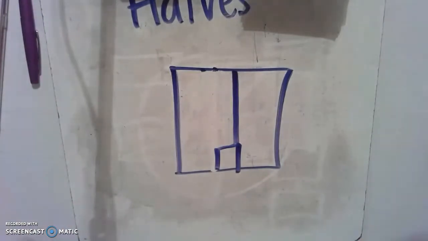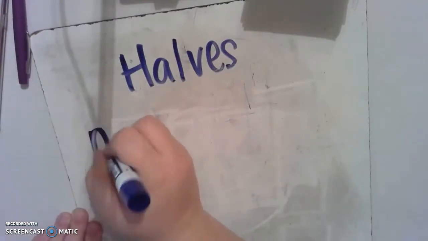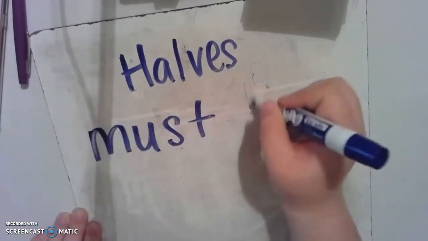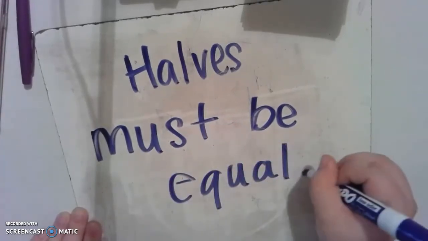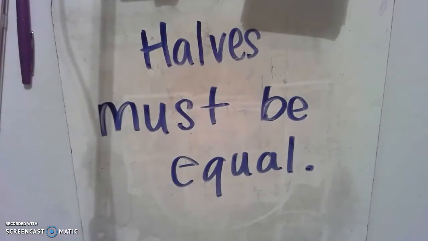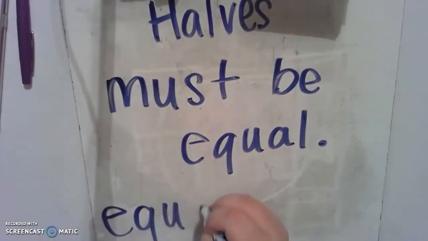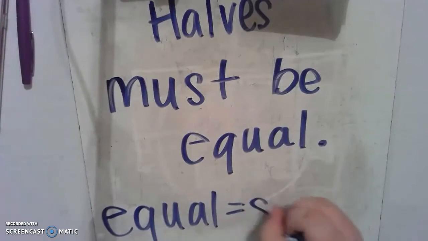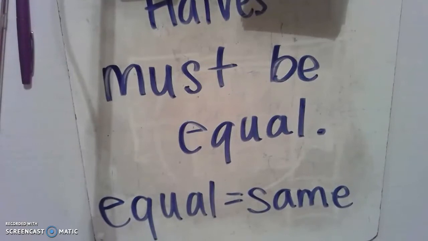Halves must be equal. Okay, so for now, we're going to do halves must be equal. That is what we are learning about. So our halves must be equal, because that is what we are learning about today, is equal halves. And we know equal equals same. Equal means same. So they are the same size, same shape, same everything. Same amount of sides, same amount of vertices, all of that.